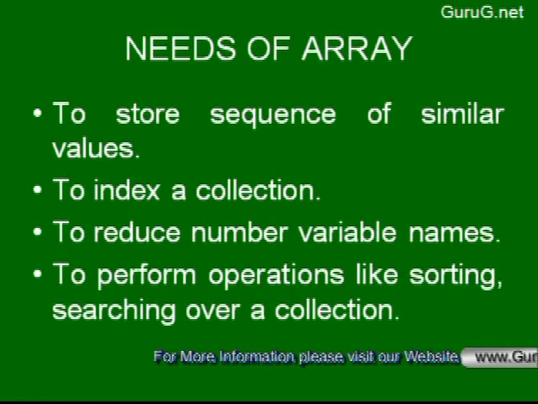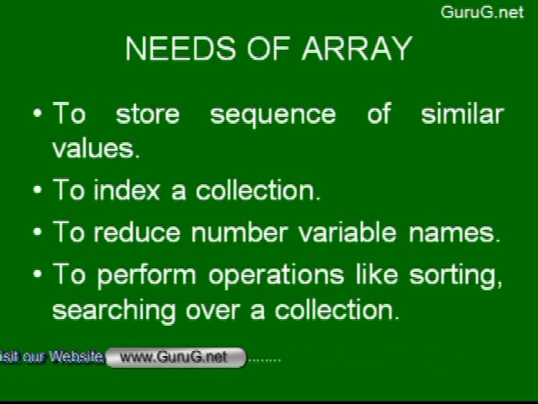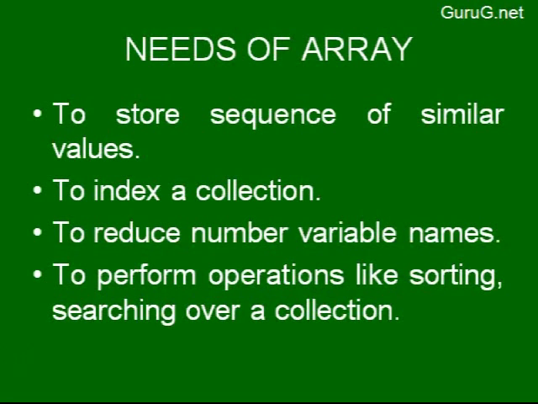What is the need for an array? It is to store a sequence of similar values and to index the collection, to reduce the number of unique variables that you use in your program. Suppose you are going to store 10 values, like 10 grades of 10 different students, then for each one we would give a unique variable. Instead, if you just give an array name with different indexes, then it is easy for us to store values and to retrieve values. Searching is also possible, and we can perform operations like sorting and searching over the collection. These are the needs for arrays.